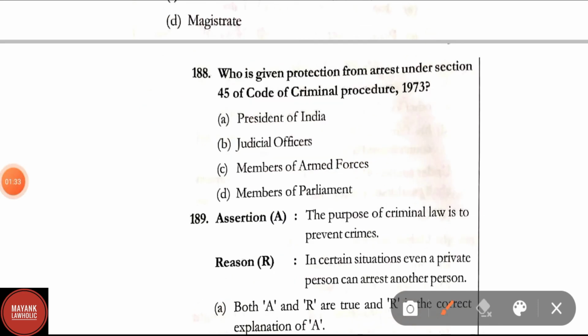Question number 188. Who is given protection from arrest under section 45 of CrPC? Option A, President of India. Option B, judicial officers. Option C, member of armed forces. Or option D, members of parliament. Correct answer is option C, that is member of armed forces.